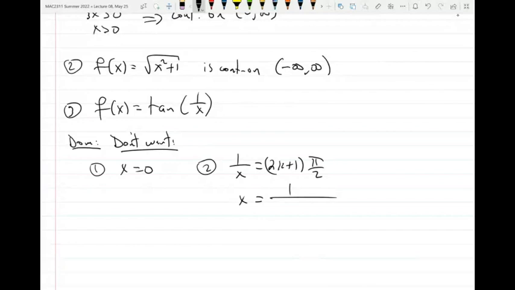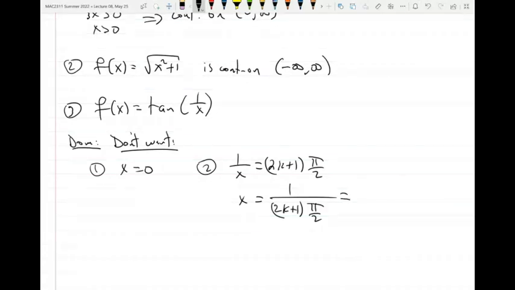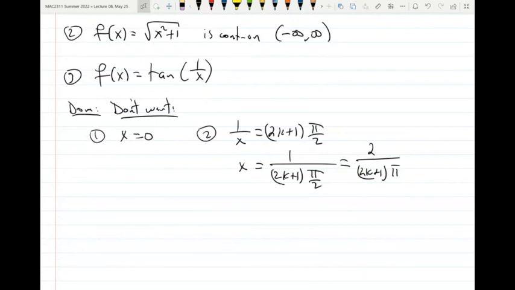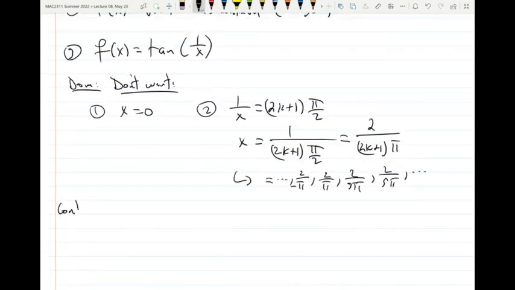So that means x is 1 over this, which is 2 over, okay? So that's 2 over pi when k is 0, 2 over 3 pi when k is 1, and so on, okay? So here, this is referring to 2 over pi, 2 over 3 pi, 2 over 5 pi, etc. Okay, that's what that's referring to. So that's what we don't want. Everything else is fine. So this is continuous on the following set, all real numbers x, such that x is different than 0, and x is different than this collection.